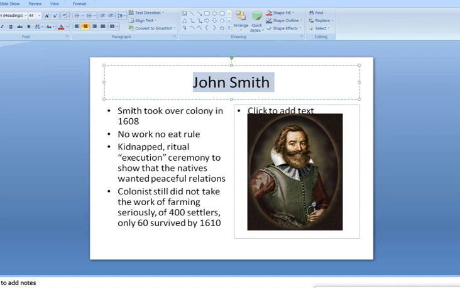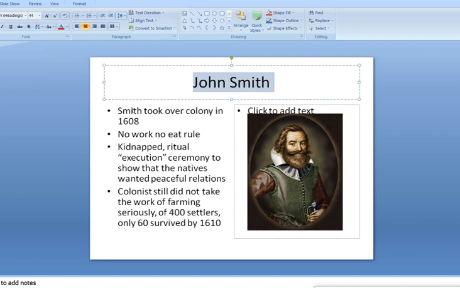Now, the Powhatan Indians also want to make a show. So they see this new guy that's in charge and they kidnap him. There was a language barrier, of course. With the natives, it was a very ritualistic thing. So they wanted to do a ritual execution with him. It's not a real execution. They wanted to show him that they were powerful enough that if they wanted to, they could chop his head off. But they go through this ritual.